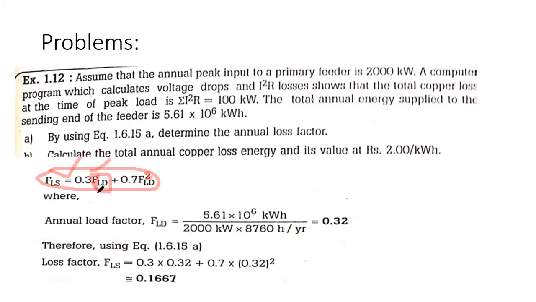In that, FLD is the load factor and FLS is the loss factor. First we determine the annual loss factor, that is FLS. Therefore FLS is equal to 0.3 FLD plus 0.7 FLD square. Before solving this equation, first we find the load factor.